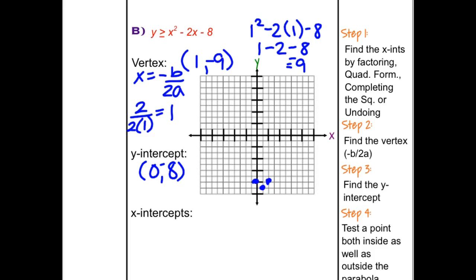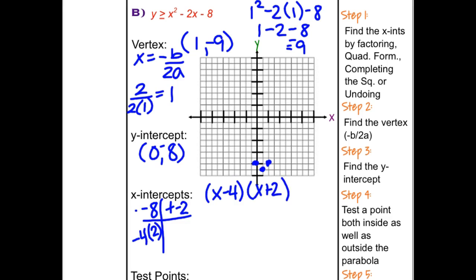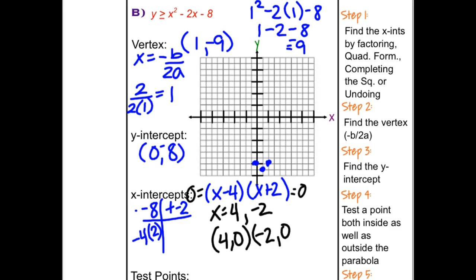We need to factor. That means we're going to go with two numbers that multiply to negative 8 and add to negative 2, which means we're going to go with negative 4 and positive 2, which means we have x minus 4, x plus 2. We set those both equal to 0. And when I solve that, I get x equals 4 and negative 2. So that means I have 4, 0 and negative 2, 0. So we plot those, negative 2, 0 and 4, 0, and I have again a solid line.